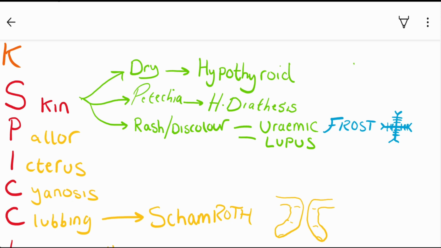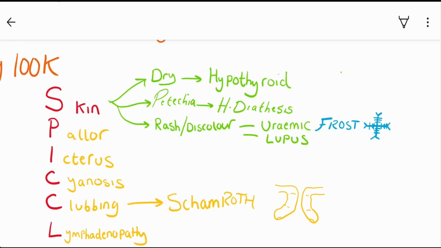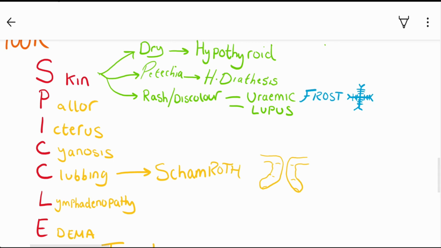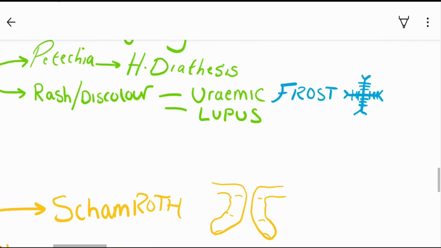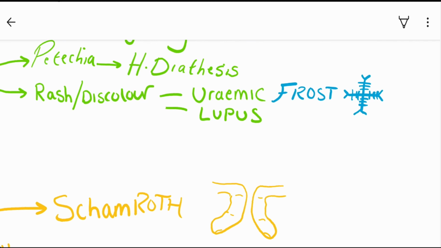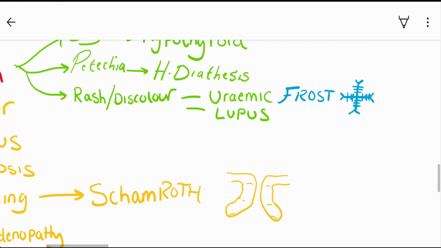Does the patient have bleeding? Okay, small subcutaneous bleeds, which could be petechiae, purpura, ecchymosis. So these can be classified as your hemorrhagic diathesis. Does the patient have discolorations? Maybe a rash, could be lupus. It's always lupus. Or could it be something kind of not mainstream, something like uremic frost, okay? Or maybe it's something simple like jaundice.